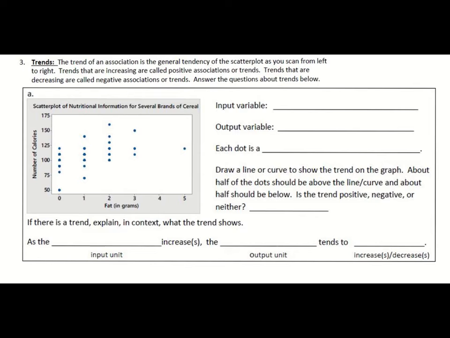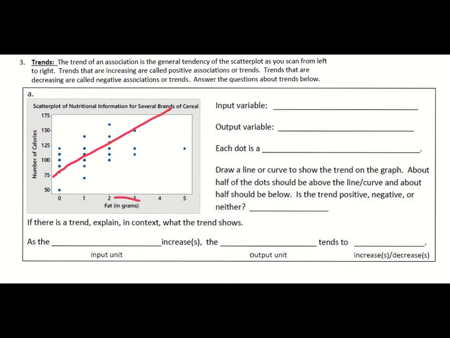Okay, so next we're going to look at trends. The trend of an association is the general tendency of the graph as you scan from left to right. So we're going to kind of put in a general line if you can. The trends that are increasing are called positive associations or trends. Trends that are decreasing are called negative associations or trends. Answer the following questions about trends below. So if I kind of draw in a line, even though the points are not going straight up, I kind of have a general trend.